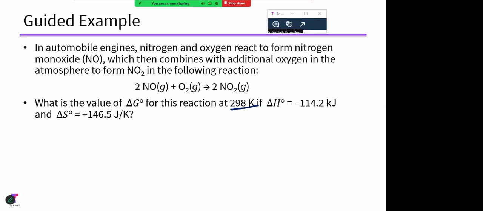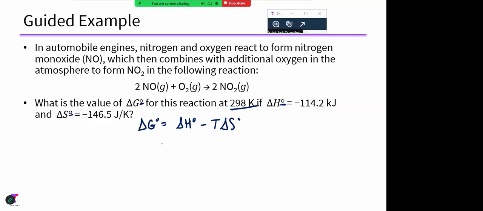Now, just a quick note here. Notice that these all have the degree symbol on them. Don't get freaked out by that. That degree symbol just means that we are talking about standard conditions. The Gibbs free energy equation works at all conditions, but if we are at 298 Kelvin and 1 atmosphere of pressure, then we are dealing with standard conditions as well. So the Gibbs free energy equation: delta G is equal to delta H minus T delta S.